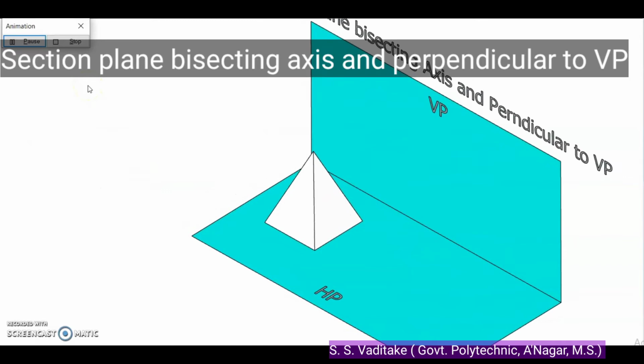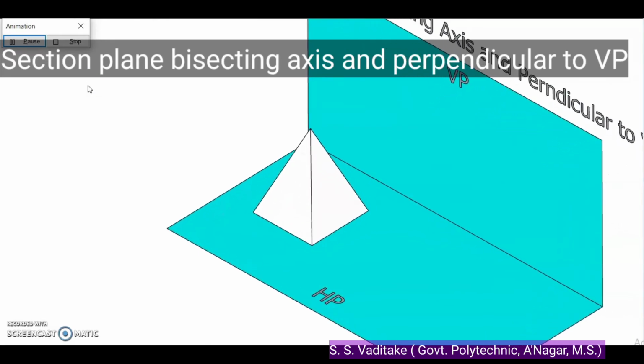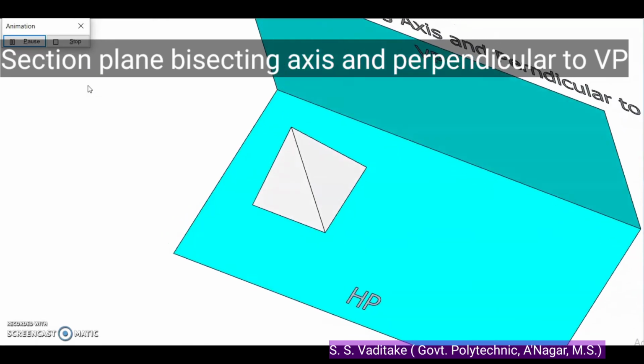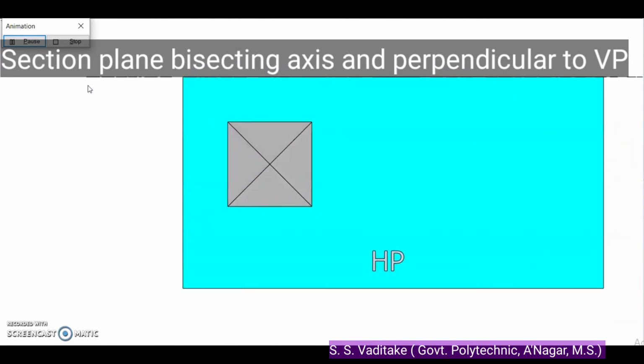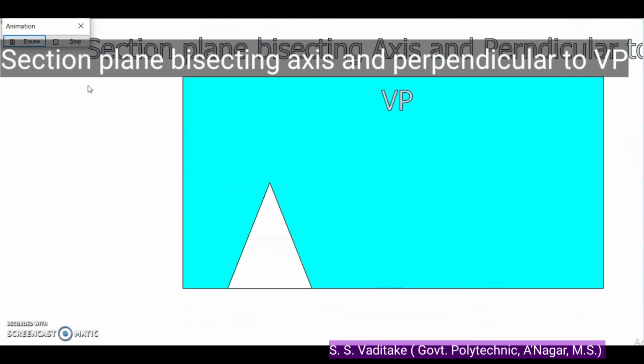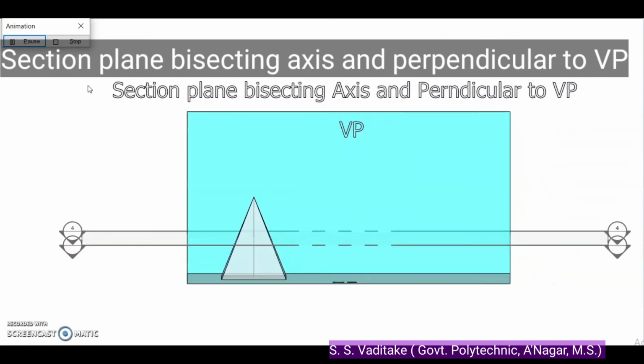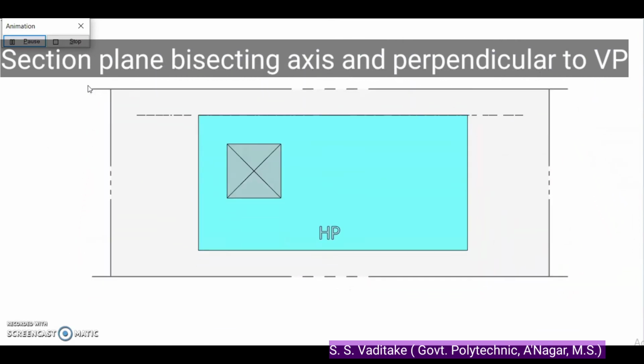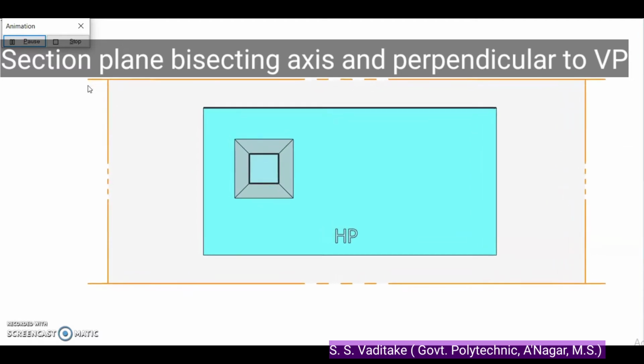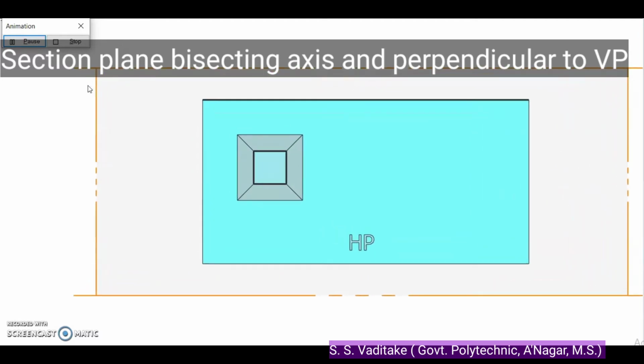A square pyramid is given, of which one edge of the base is perpendicular to VP. At first we have to draw its top view, then the front view. The first part of the problem statement is completed. Now the second part: we have to locate the cutting plane, as the cutting plane is parallel to HP and bisects the axis.